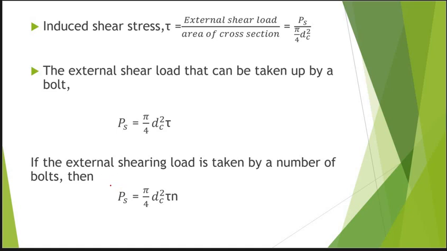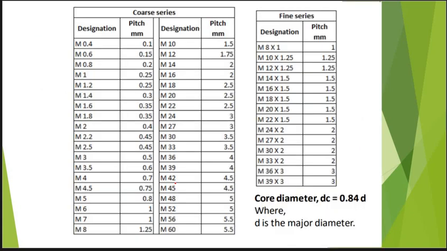The maximum external shearing load that can be taken by n number of bolts is PS is equal to pi by 4 dc square tau into n, where tau is the permissible shear stress.